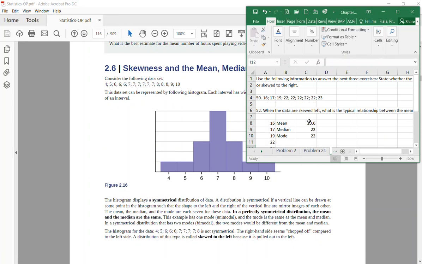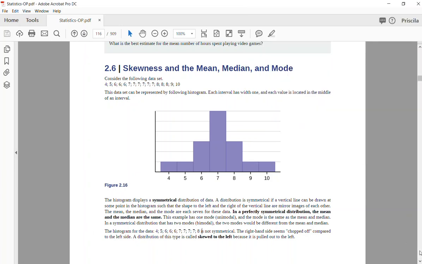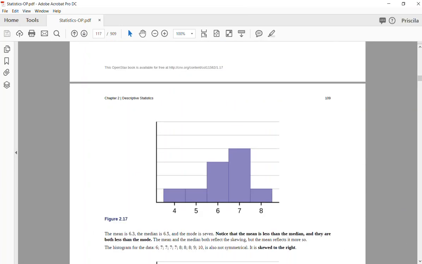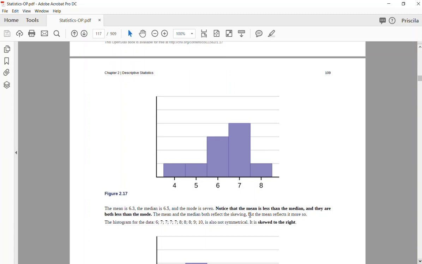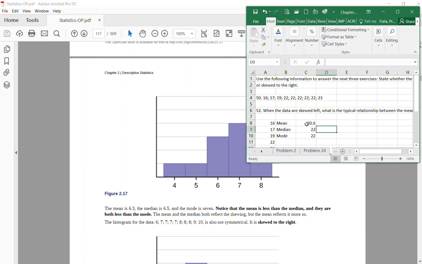Okay, here you go. So I have the mean 20.6, I have the median 22, and I have the mode 22. So you're going to be looking at, is it symmetrical? It says that to be symmetrical, the mean and the median are the same. Is the mean and the median the same? Then next, you're going to ask yourself, is the mean less than the median? And then also, is the mean less than both? What would that tell you?